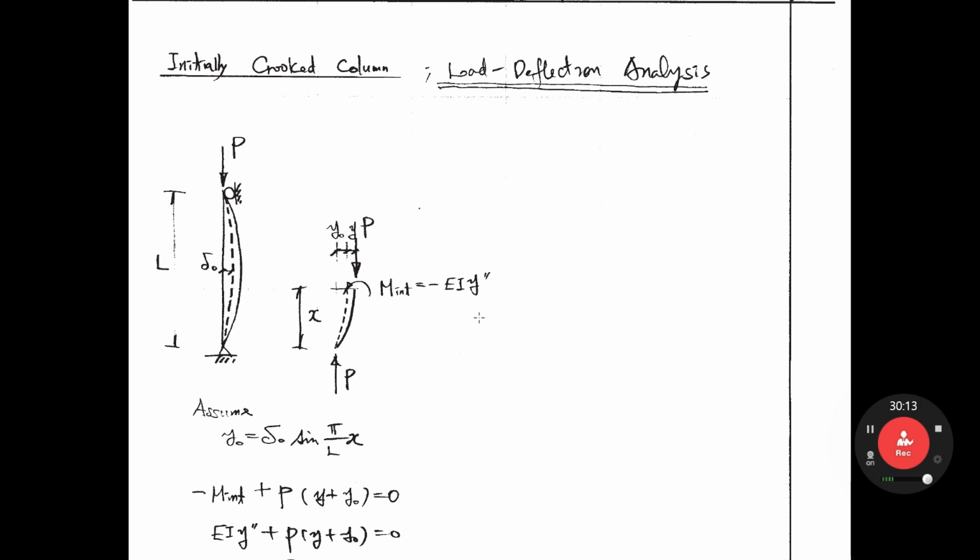So we are not doing the bifurcation analysis here; we are doing load deflection analysis for this problem. Initially crooked column. Yes, we are doing load displacement analysis. That means as load increases, displacement increases. So it is load deflection analysis. So we have to assume the initially deformed shape y0 equals delta 0 sine pi over L x. The maximum deformation equals delta 0. This curve is a sine curve like that. Sine pi over L x like that.